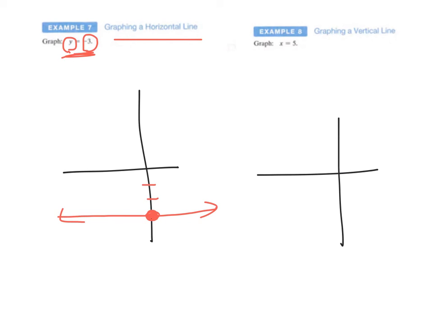So if we look at this problem over here where x equals 5, I go to 5, 1, 2, 3, 4, 5, and once again I have two choices. I can go across this way, which doesn't make any sense because that's the x-axis, so I must go the other direction. So this is the answer. It's called a vertical line. So when you have one letter, you have what's called a vertical or horizontal line. So x, vertical line; y, horizontal line.